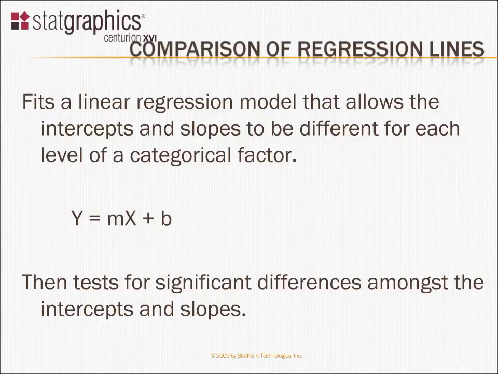Now, the usual equation for a straight line is y equals mx plus b, where m is the slope and b is the y-intercept. What the procedure will do is it will actually fit separate regression lines of this form for each level of a categorical factor, and then let us go in and test whether or not there are significant differences amongst the intercepts or the slopes by levels of that categorical factor.